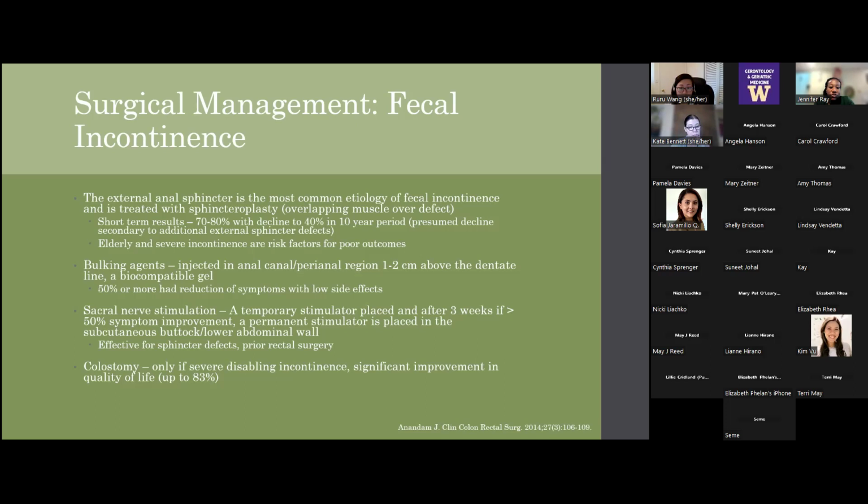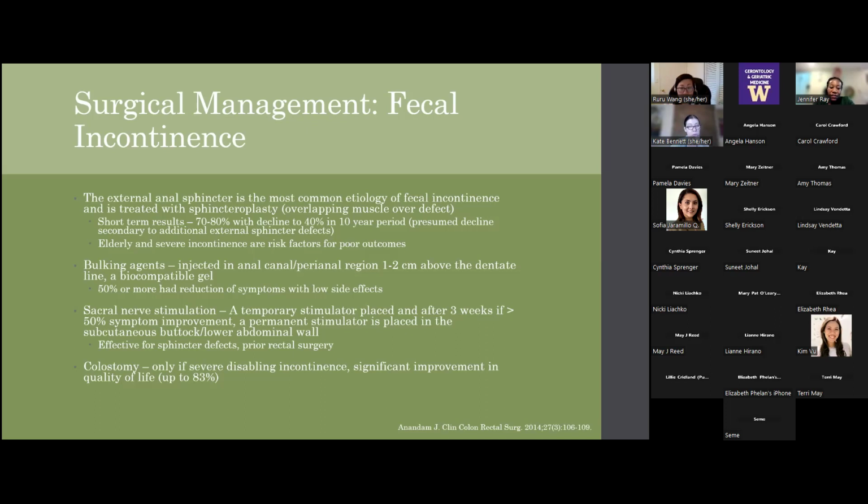Sacral nerve stimulation is a temporary stimulator that's placed in the subcutaneous buttock or lower abdominal wall. And if the patients do well after 3 weeks in terms of helping to provide some extra oomph for any neuropathies in terms of the anal sphincter muscles, then a permanent stimulator is placed. And it's effective for folks who've had prior rectal surgeries and for sphincter defects as well.